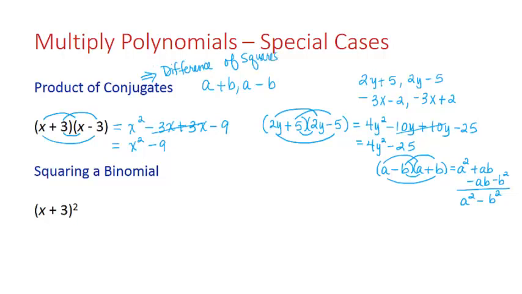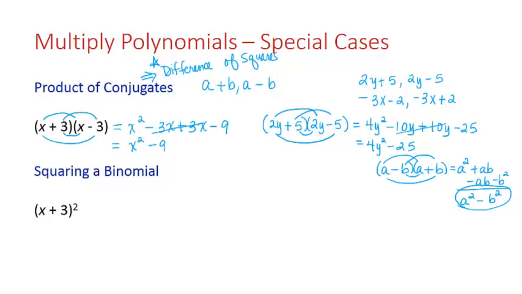That's going to be important when we reverse this process and do what is called factoring. So the difference of two squares always comes from multiplying two conjugates together. Now, squaring a binomial is another special case. So squaring a binomial is when we have a sum or difference raised to the exponent of 2.